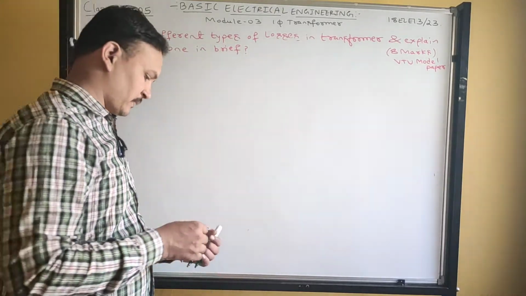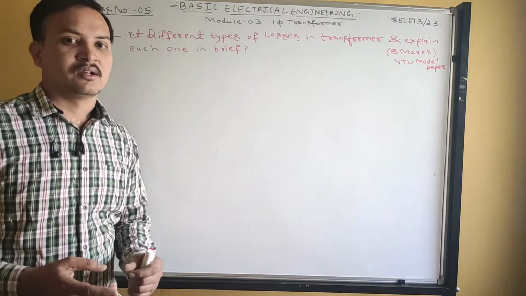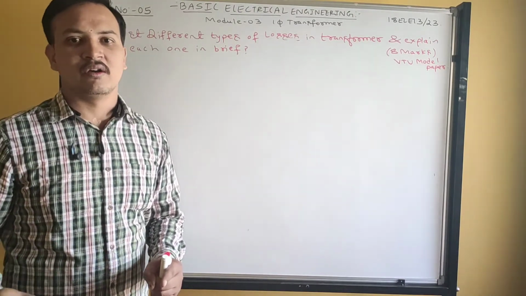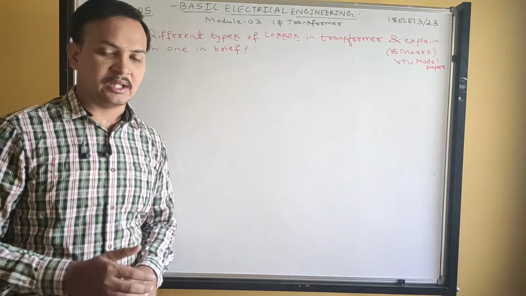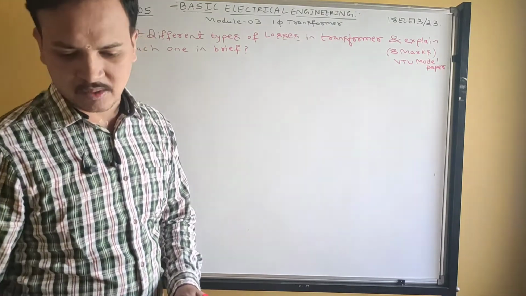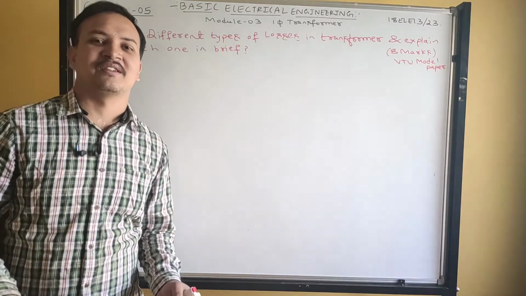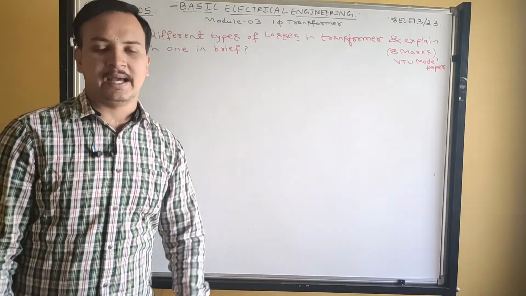Okay, got it? So what about copper loss? Copper loss depends on the loading condition. It is also called variable loss. In the viva they will ask, explain losses in a transformer. You can explain all those things. You just list out the types of losses. That is going to impress the examiner.